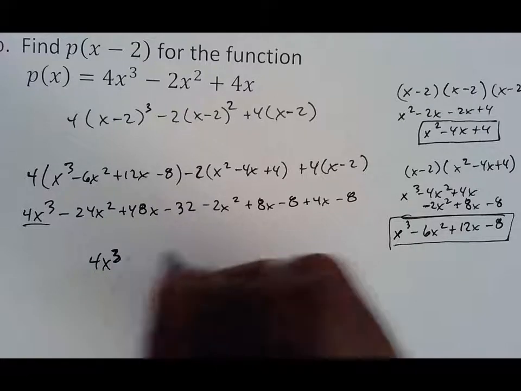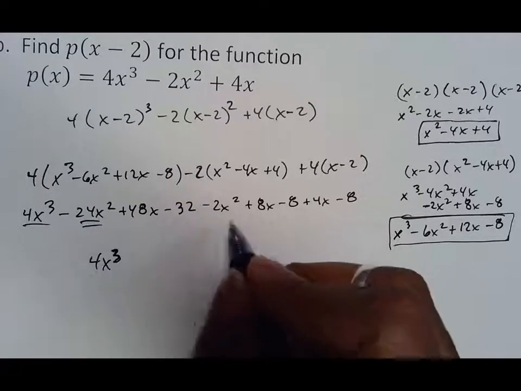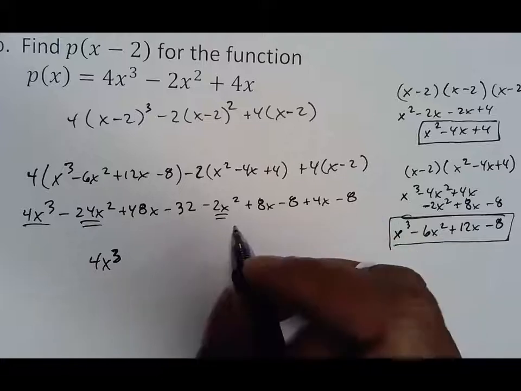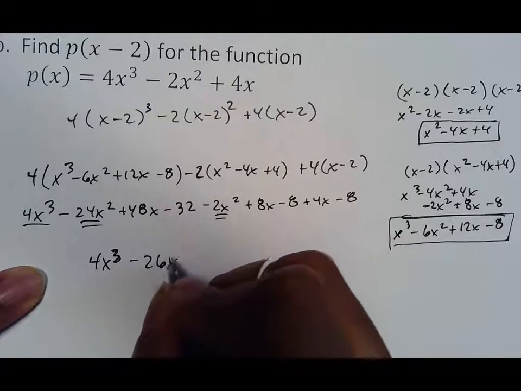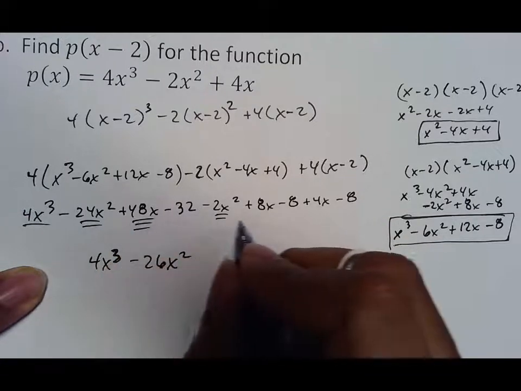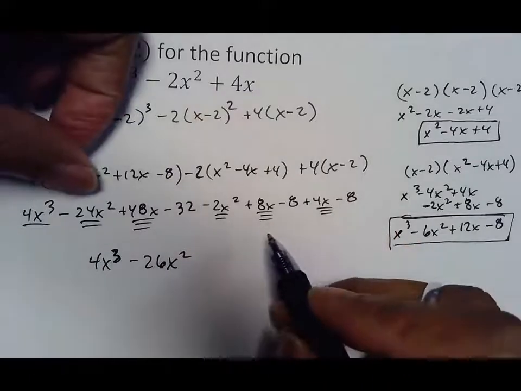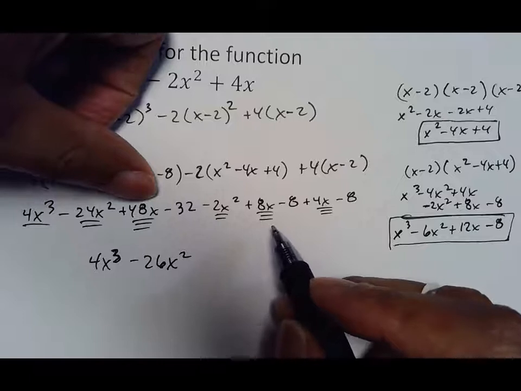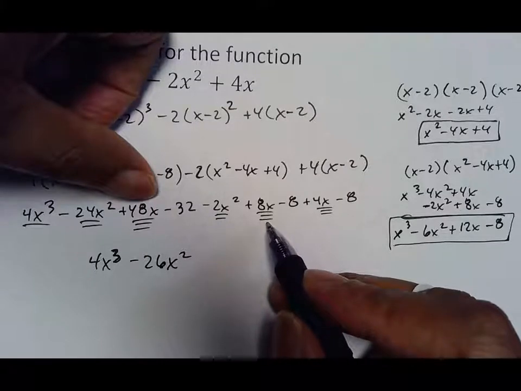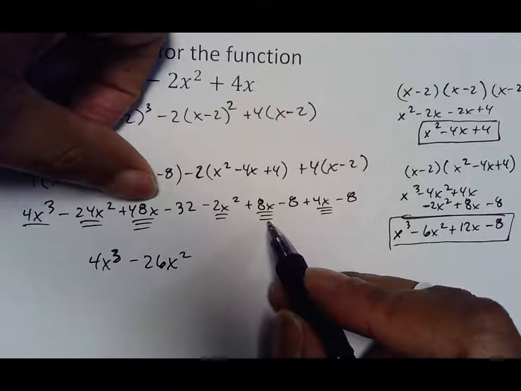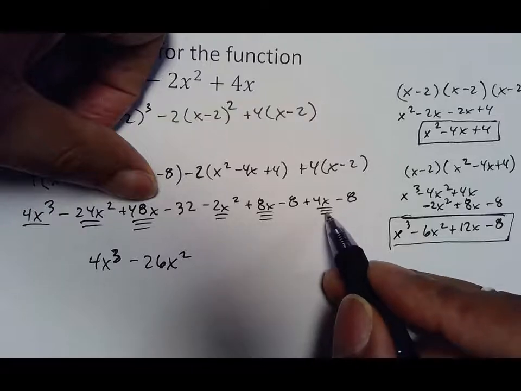4x to the third, x squared there, x squared there, that's it. So that is minus 26x squared. X is there, x is there, and x is there. So 48 plus 8 is what? 56. Plus another 4 is 60.